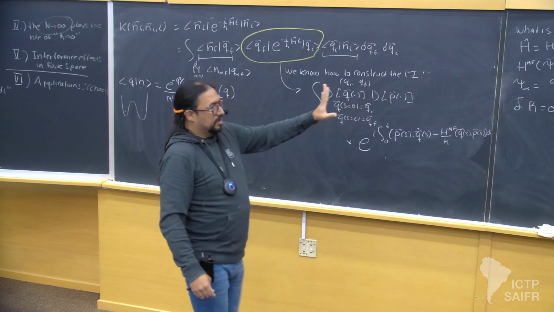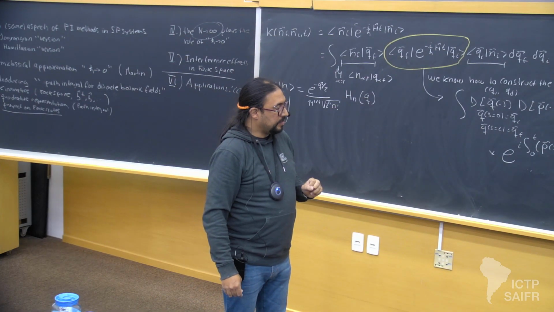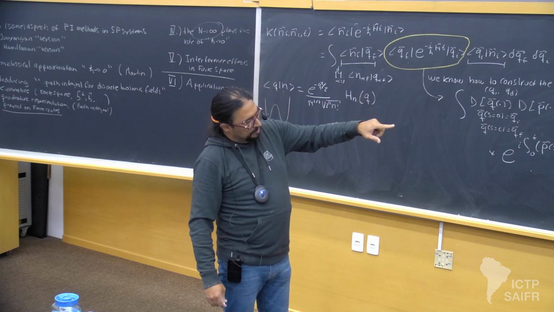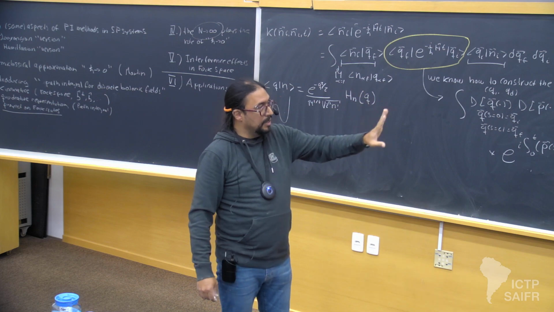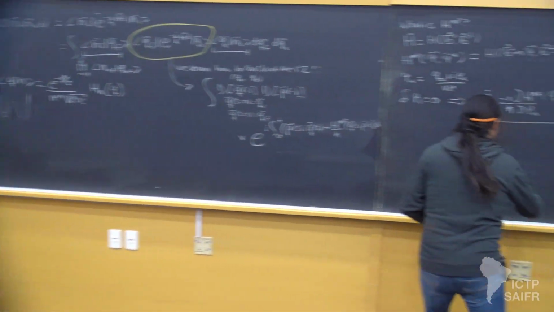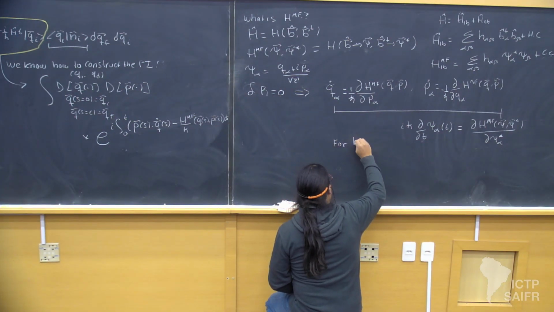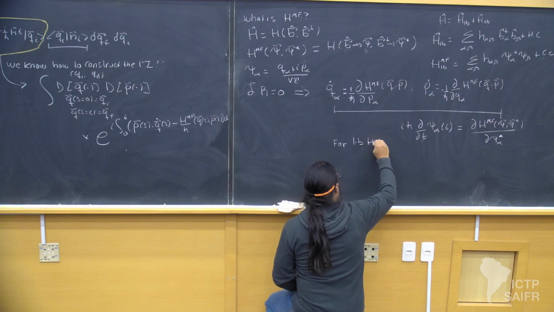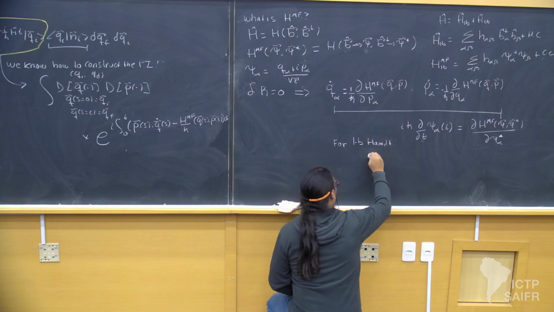And just for a second, imagine that I don't have interactions. Consider the Hamiltonian has only the one body term. So for the one body Hamiltonian, this equation looks like this.